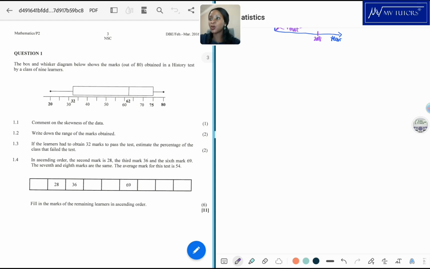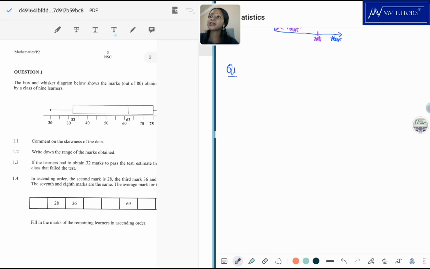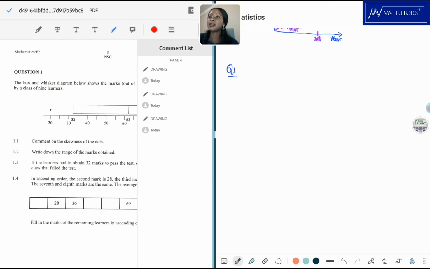All right, so question 1, we have been given a box and whisker diagram. The box and whisker diagram below shows the marks out of 80 in a history test by a class of 9 learners. So these are 9 results that have been plotted. Now before we comment on the skewness of the data, which is question 1.1, I want us just to familiarize ourselves again and actually remember what is what.